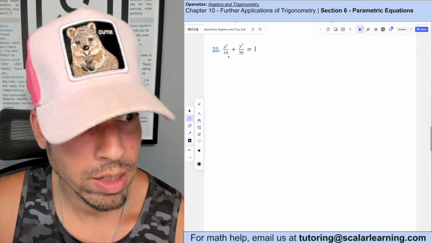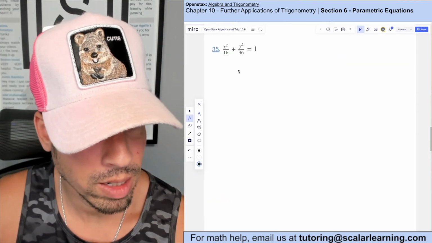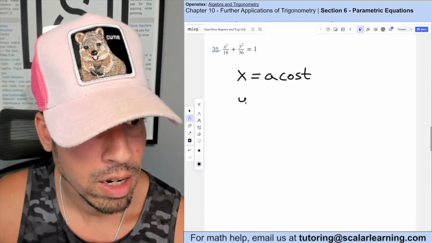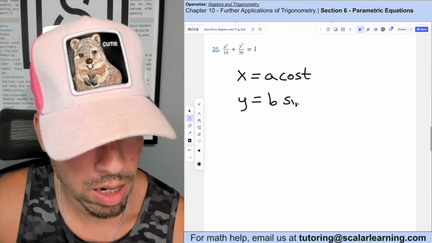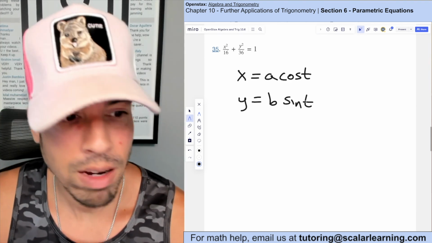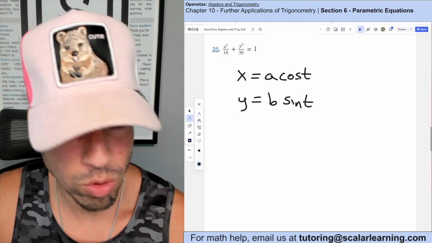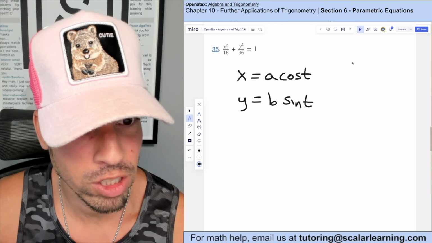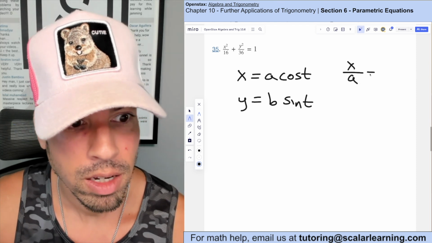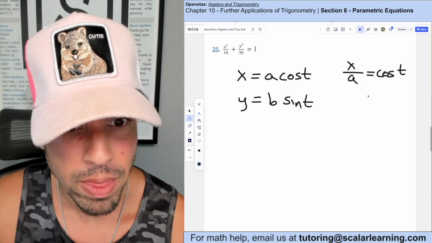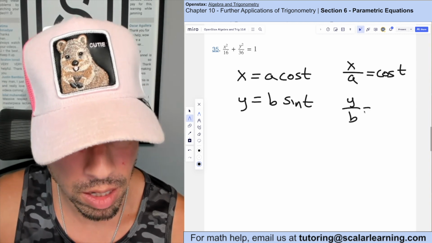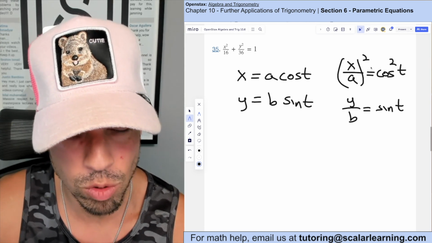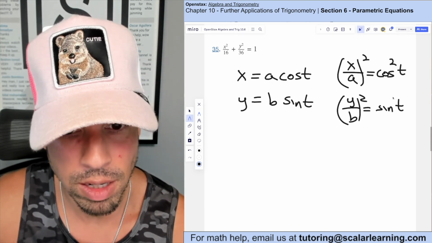So for this one, we're trying to get this into the nice parametric form by recognizing that x is going to equal a cosine of t, and y is equal to b sine of t. So again, we're going to leverage this idea that sine squared plus cosine squared equals 1. So first, I'm going to isolate cosine and sine in both these equations. x over a equals cosine t, and y over b equals sine t. And then I'm going to square both of these, right? I'm going to square this and this, square both sides, and I'm going to square this and this.